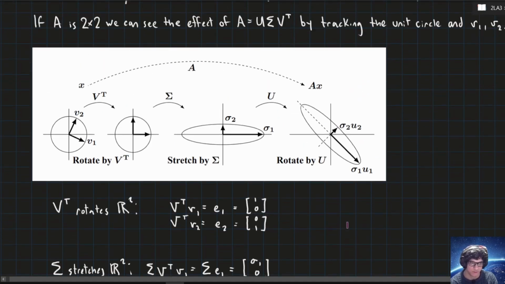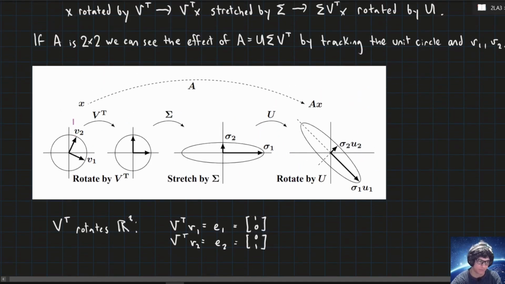Okay, so let's look at what happened here. We started with a unit circle, and the overall effect that A has on this unit circle is that it rotates it and then stretches it. By breaking it down, we can see exactly how it rotates and stretches it, and we can see how the singular values and vectors are involved in that rotation and stretching.